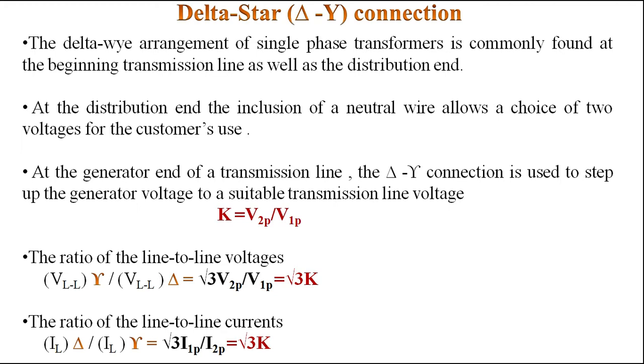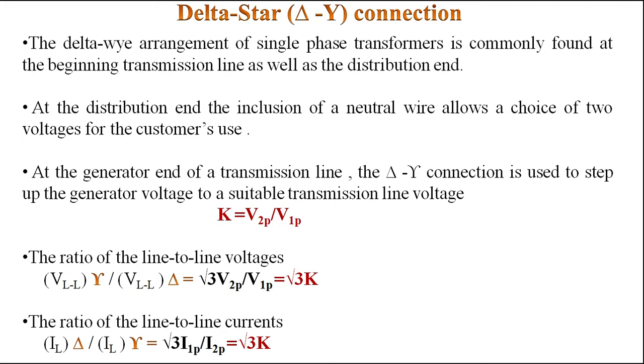Means this delta star arrangement of a single phase transformer bank is used usually at the beginning of the transmission line. We know that at the distribution end, the inclusion of a neutral wire allows a choice of two different voltages that I told you, that is between the neutral and one line and line to line voltage for the customer use. At the generator end of the transmission line, delta star connection is used to step up the generator voltage to suitable transmission line voltage.